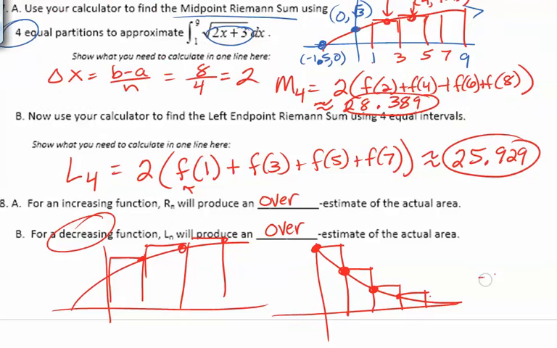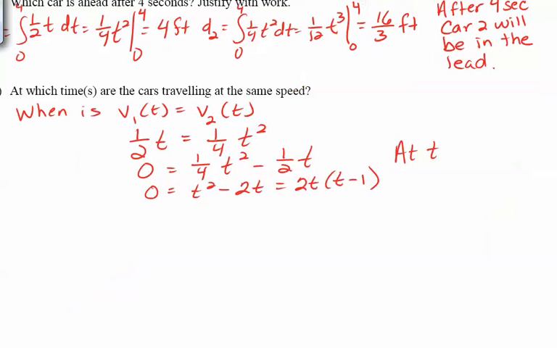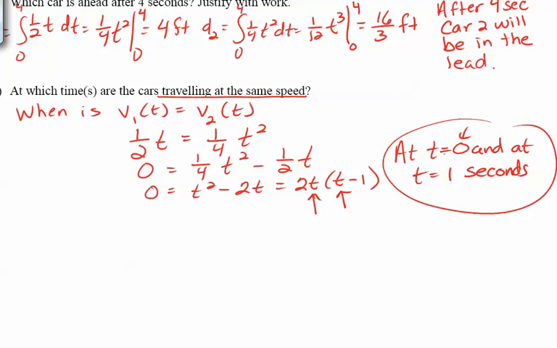Let me get back where I want to be. So back on the correct page here. When do the 2 cars have the same velocity? At t equals 0 and at t equals 1. And we are measuring in seconds. Of course, at time 0, they're both waiting at the starting line, so they haven't started yet. Okay. And I think that's our last question.